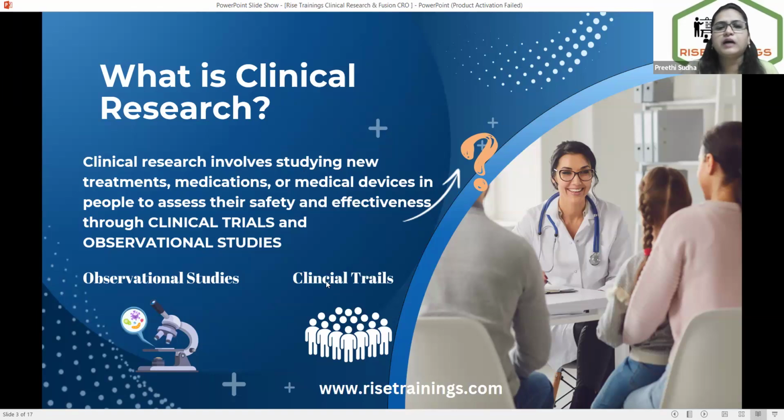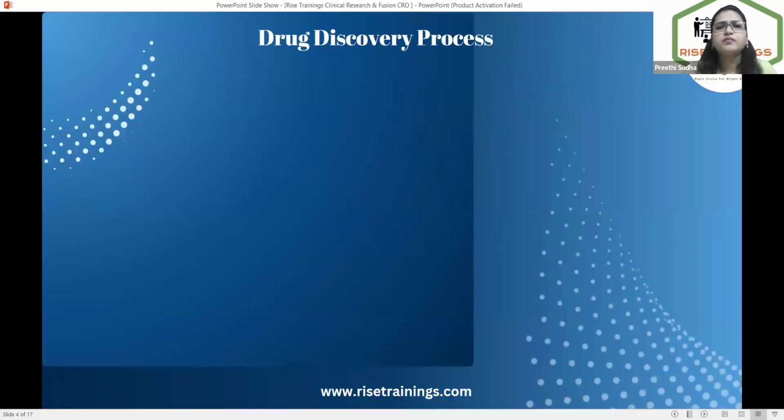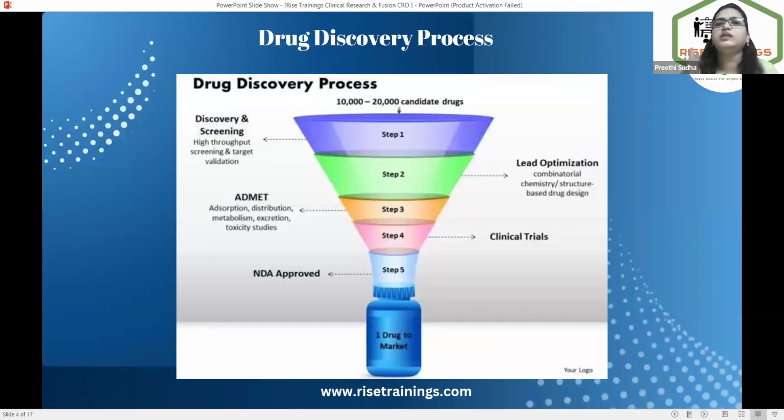Before going to observational studies and clinical trials, I'll briefly explain the complete drug development and drug discovery process. This is the basic concept behind any drug which is coming to the market. There are so many years of effort and hard work for getting one product into the market. Let's see this so that you will understand how big the pharma industry is and how many opportunities we have in this industry.